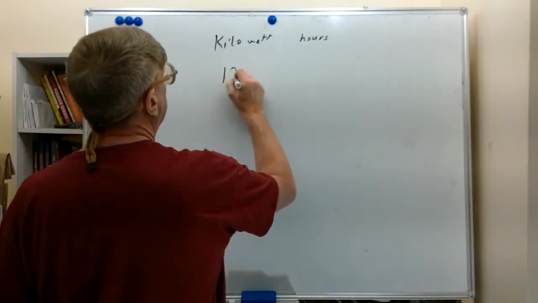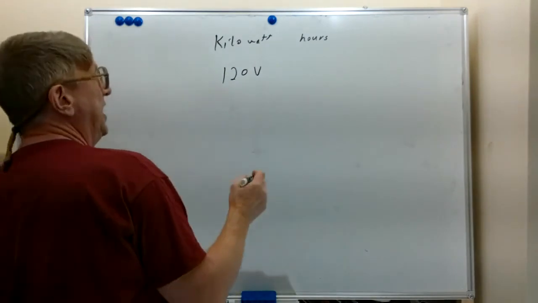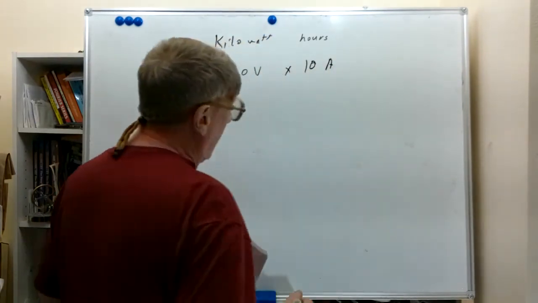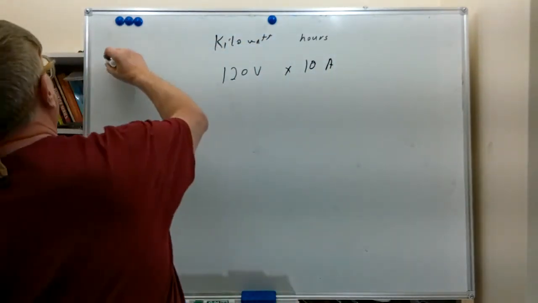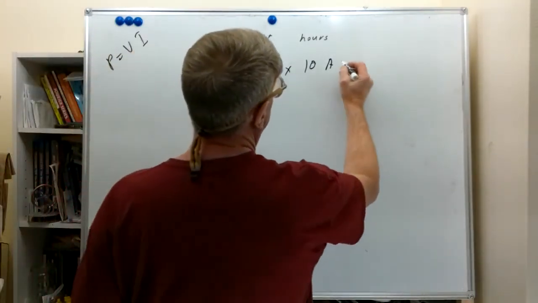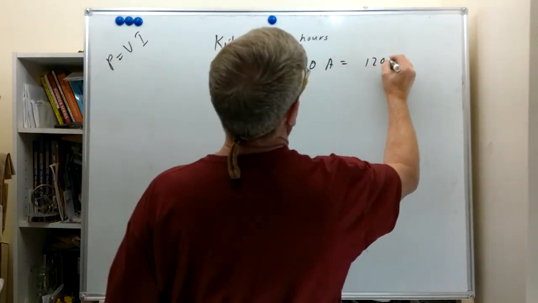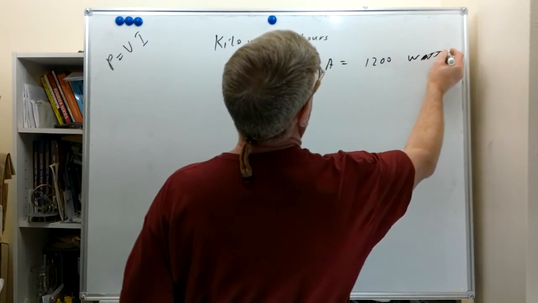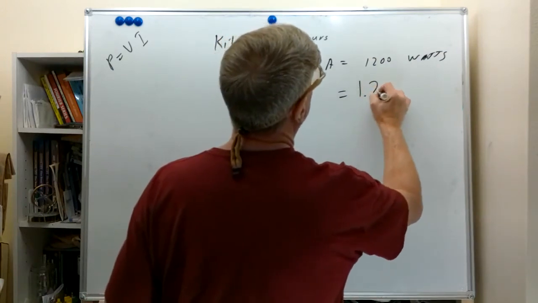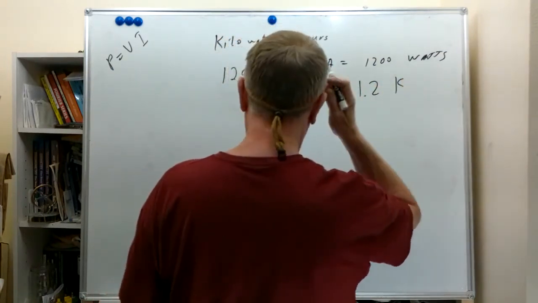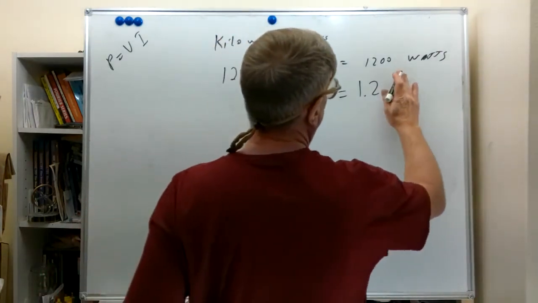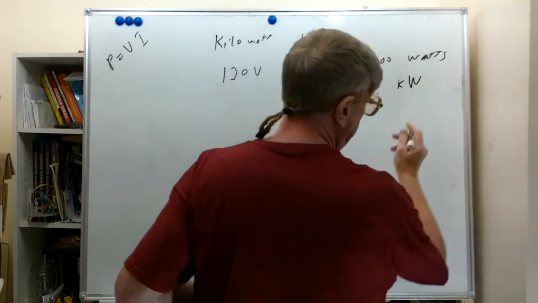So let's say we have 120 volts of supply and we're drawing 10 amps off of that supply. Well, power equals volts times current, right? So 120 times 10 gives us 1200 watts. And back to our kilo prefix, that's the same as 1.2 kilowatts. So 1.2 kW, kilowatts.